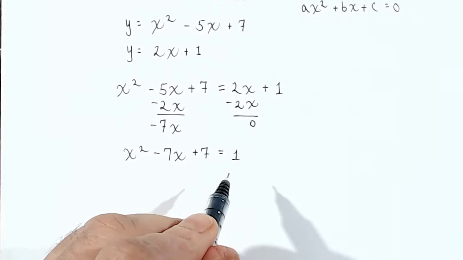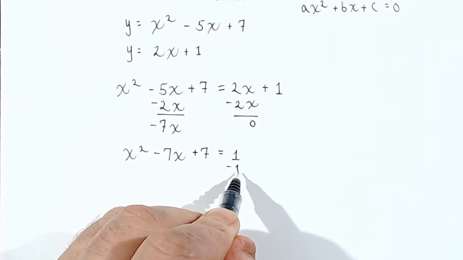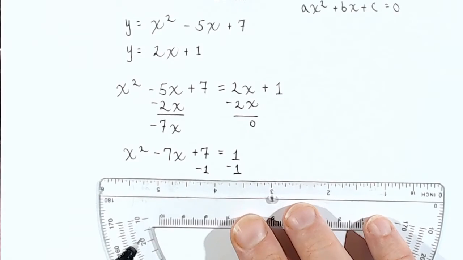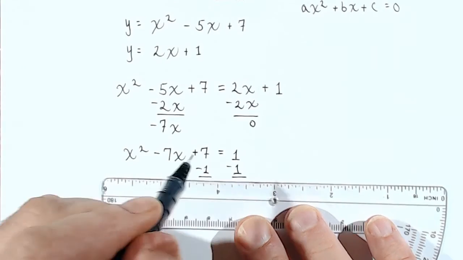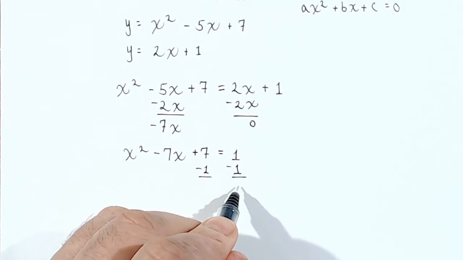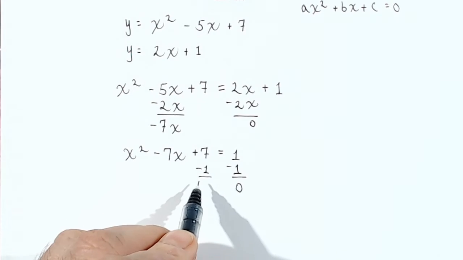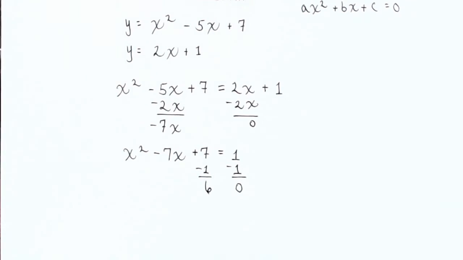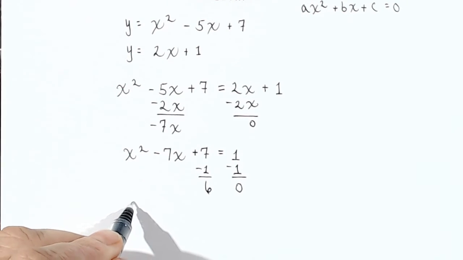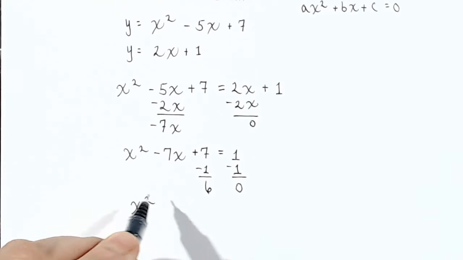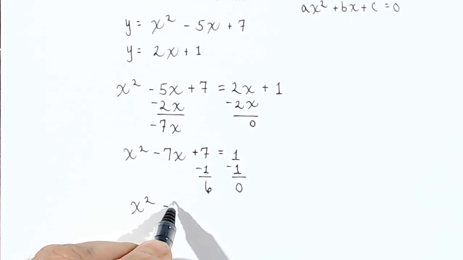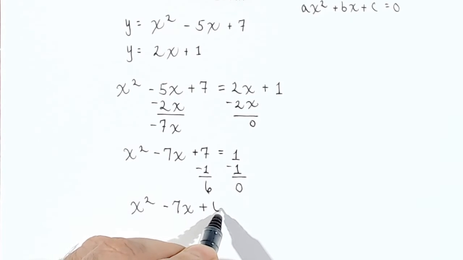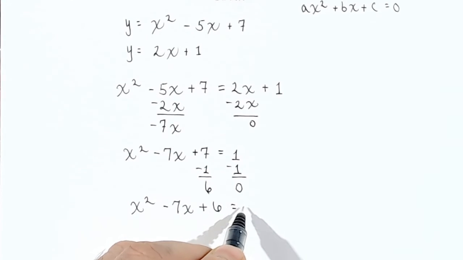Okay, so we'll subtract 1 from both sides now. On the right side, 1 minus 1 is 0. On the left side, 7 minus 1 is 6. That's going to be a positive 6. So let's rewrite. Finally, we have x squared minus 7x plus 6 equals 0.